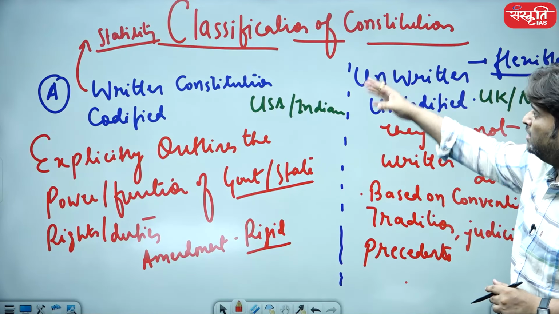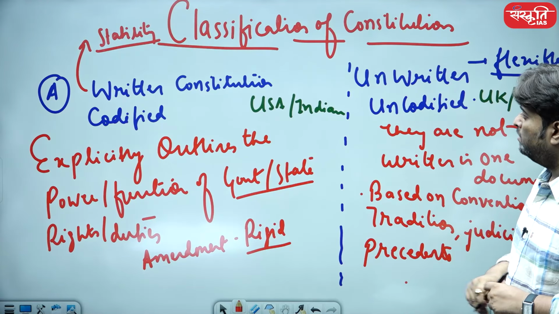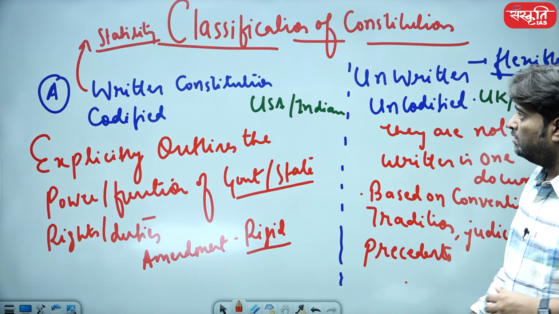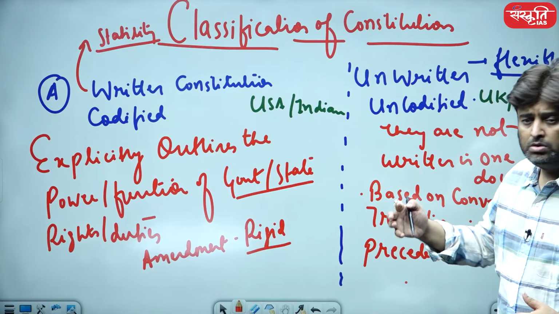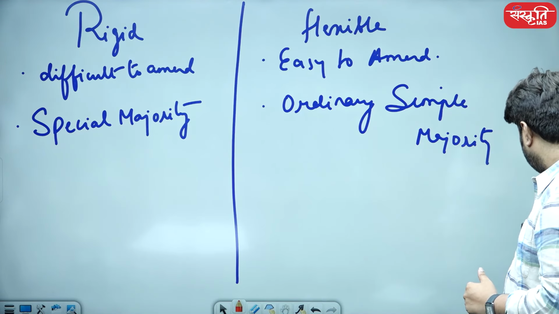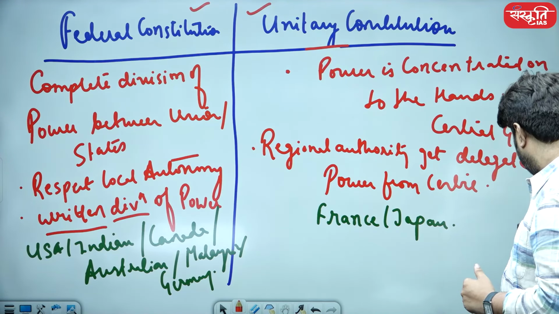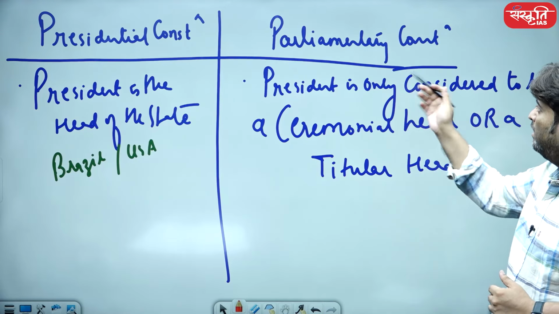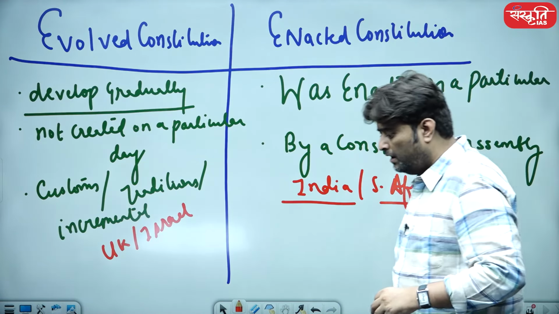And these are the important classifications I have gone through. Written and unwritten constitution, the codified and the uncodified constitution. I have given you the explanation. मैं लिख भी रहा हूँ साथ में ताकि तुम्हारे notes तैयार हो जाएं. You have the rigid and flexible constitution. You have the very important federal and unitary constitution. You have the presidential and parliamentary system of constitution. And last but not the least, evolved and enacted constitution.